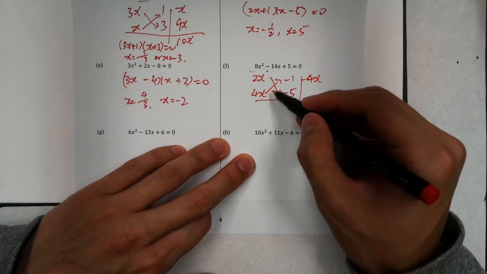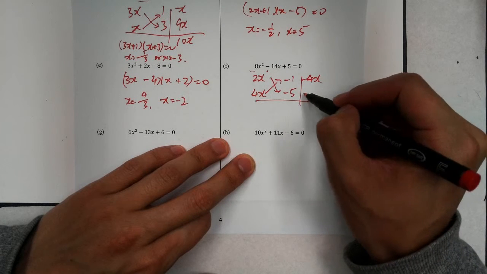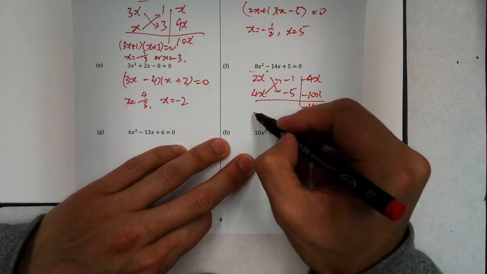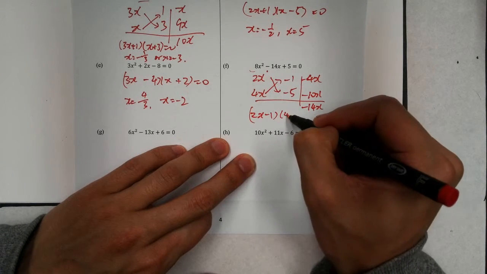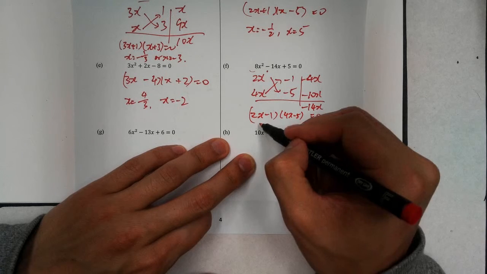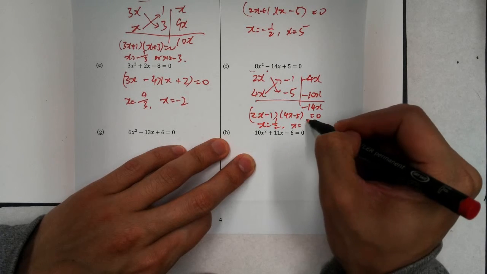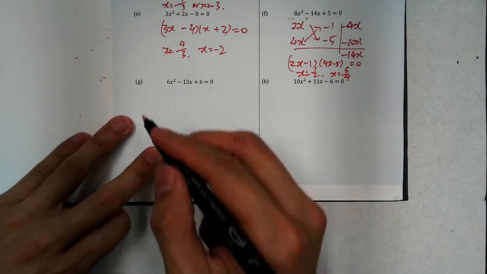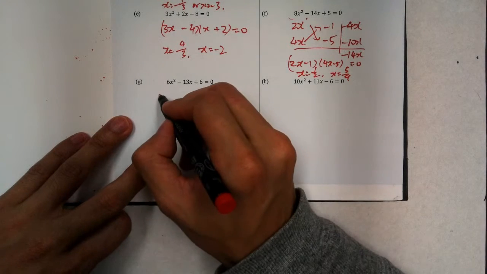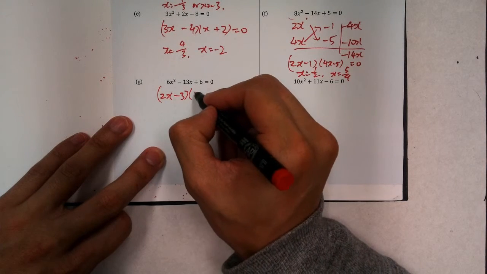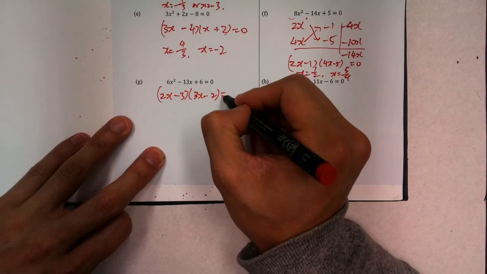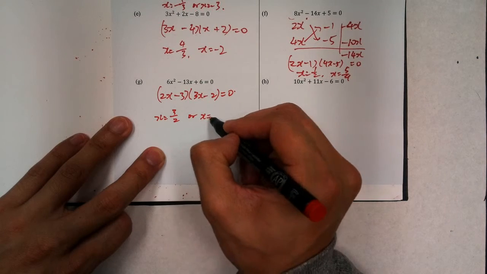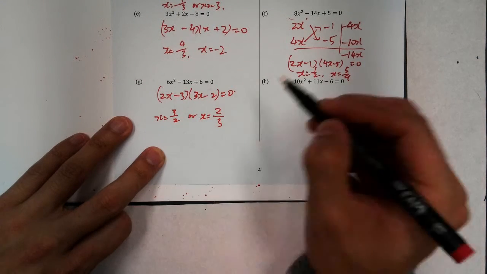So negative 4x times negative 1 is negative 4, 2x times negative 5 is negative 10x, so overall is negative 14x. So therefore it is 2x minus 1, 4x minus 5 equal to 0. So x is half, x is 5 on 4. Alright, second last, 2x minus 3, 3x minus 2 equal to 0. So x is equal to 3 on 2, or x is equal to 2 on 3.